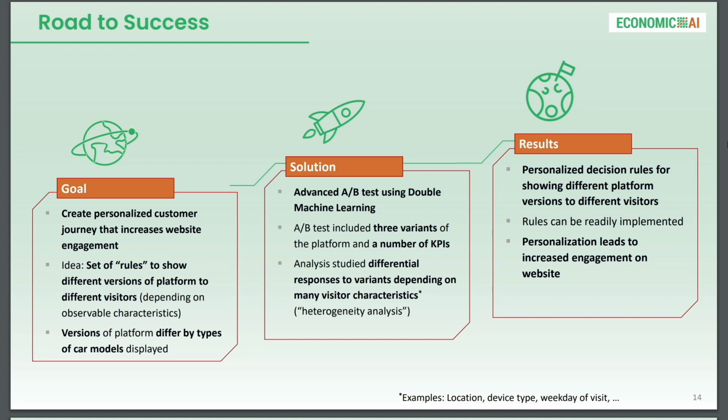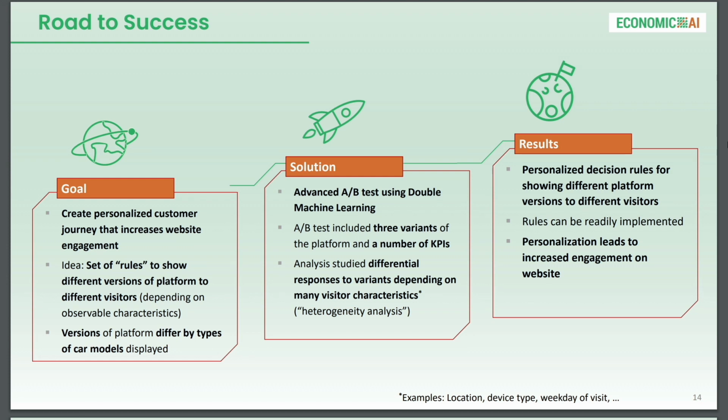This was the idea now. We would create different decision rules to decide which platform version to show to which group of people. But how could we now do this? And so for this, we decided to run another A/B test where we showed the different platform versions randomly to the visitors of the site, and then to measure how the visitors react to these different platform versions, we defined a number of KPIs, such as the time that users spent on the platform, the number of cars that they viewed in detail, and of course, we also looked at the share of users that make car reservations.